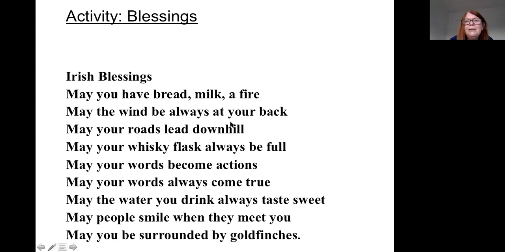I love that one. May the traffic lights be green and the skies be blue. Beautiful. May your students be lively and motivated. May your salary always go up. Great, yes, I'm all for that one.